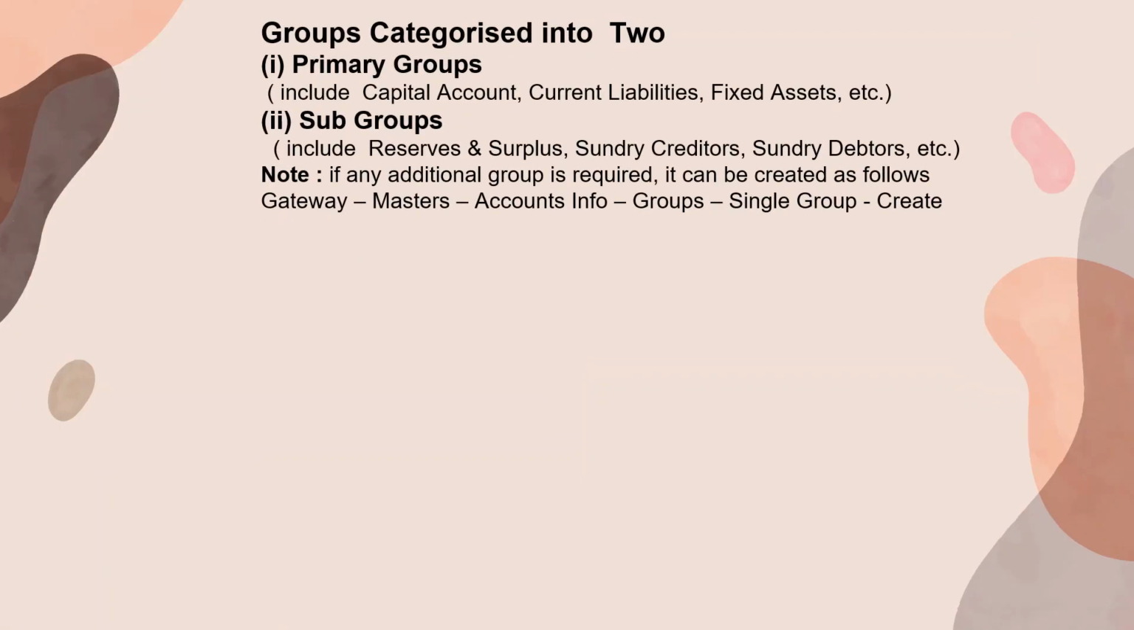See, primary groups are categorized into two. Primary groups are a defined one. It includes capital account, current liabilities, fixed assets. Okay, and then if I want to create any group in addition to that, I can do it.